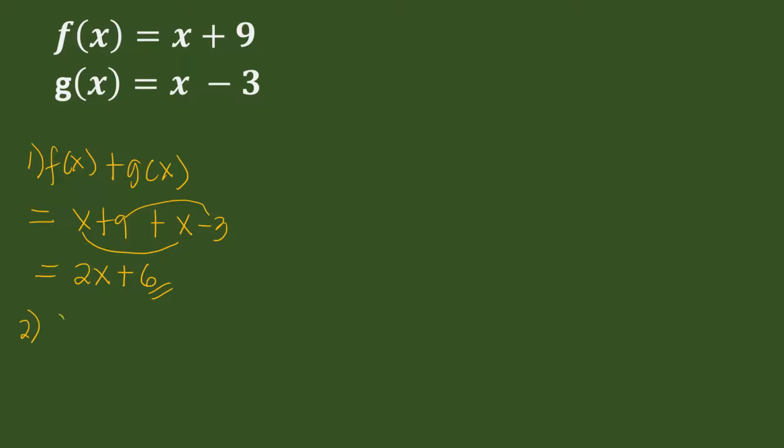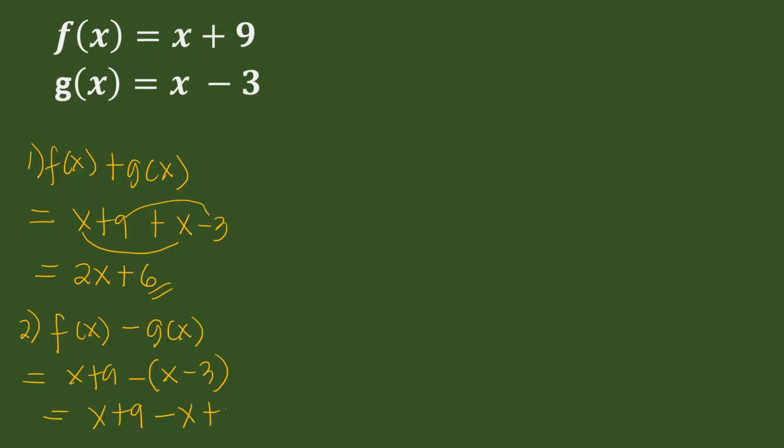How about if we subtract these two given functions, f of x minus g of x? So that will be x plus 9 minus, notice that the g of x function will be subtracted from f of x, so we enclose that one with parentheses, x minus 3. So we will have x plus 9, distribute the minus sign, so minus x plus 3. Eventually x plus minus x is 0, 9 plus 3 is 12. So the subtraction of f of x by g of x is equal to 12.